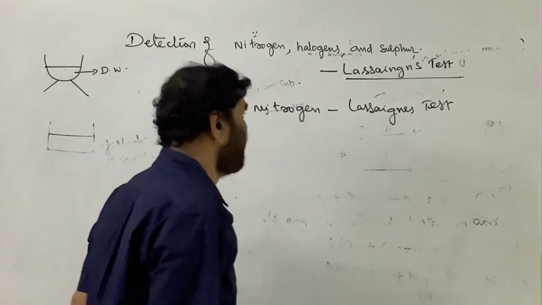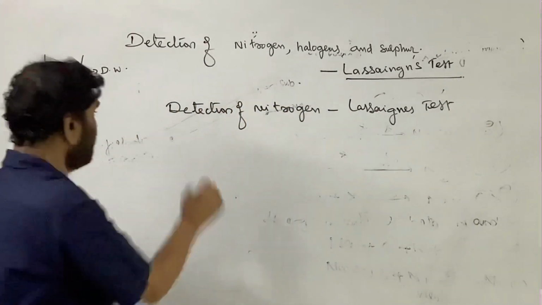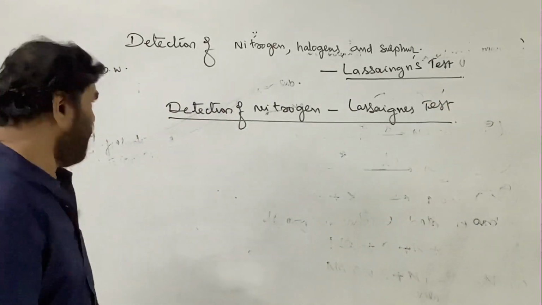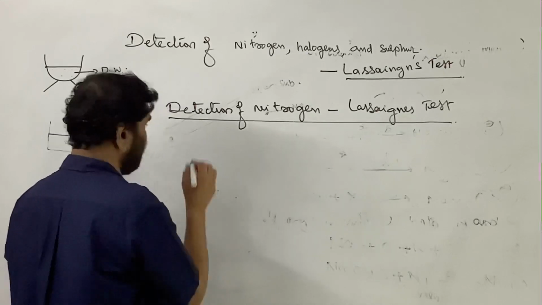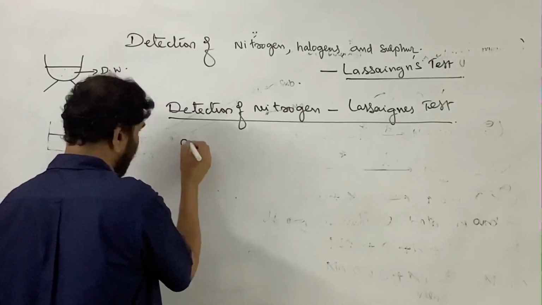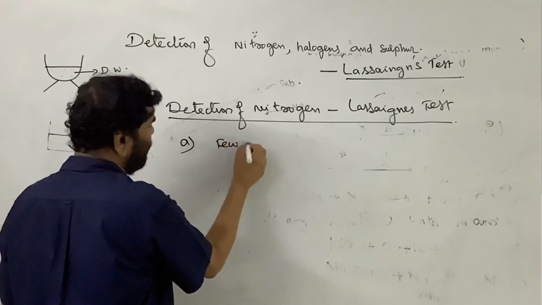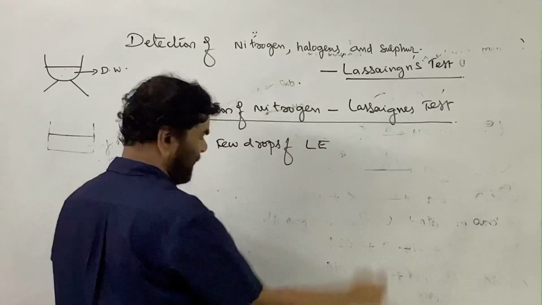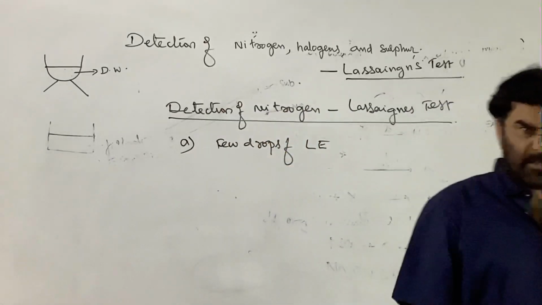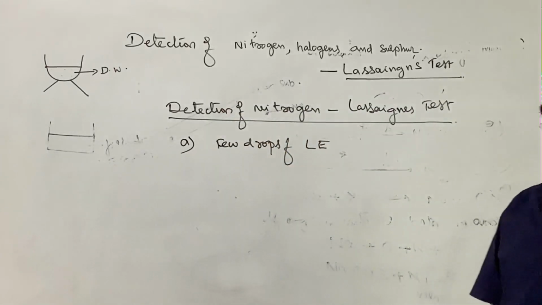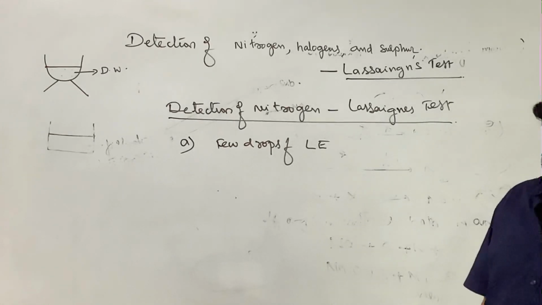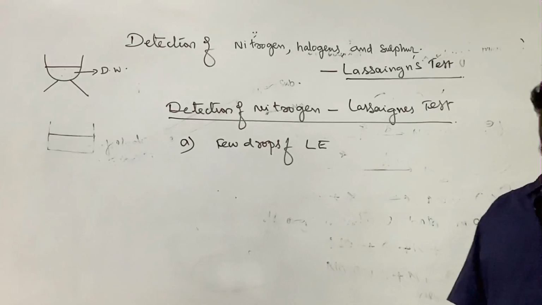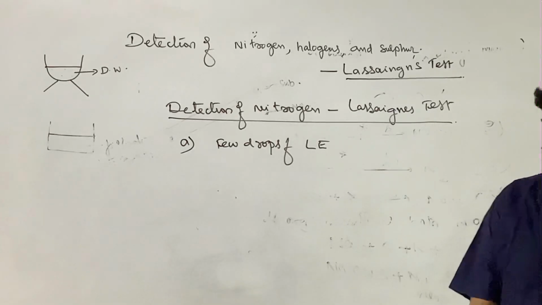Lassaigne's test. See, this is the case. Now, take a few drops of Lassaigne's extract. If nitrogen is present, as I told you many times, the nitrogen is converted to cyanide if the reaction is carried out in the presence of excess metallic sodium.